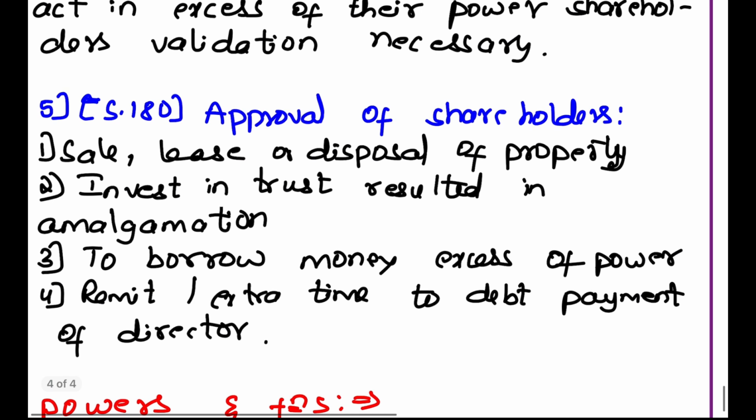Then next, section 120, approval of shareholders. In certain cases, the Board of Directors should take approval of shareholders in exercising their power. First is sale, lease or disposal of property. Then next is investment in a trust or a resulting amalgamation. Then to borrow money in excess of their power, and to remit or extend time for debt payment of a director. So if any director has a debt and his payment date is due, and the directors are extending that date, they have to take approval of shareholders.